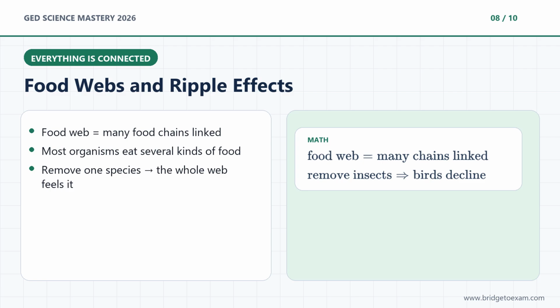One more layer of realism. A food chain is a single path of who eats whom. But in nature, most organisms eat several kinds of food. So we link many chains into a food web. And because everything is connected, removing one species ripples through the whole web. In our grassland, if a disease wiped out most of the insects, the birds that eat them would lose their food, so bird numbers would likely fall. Pull one thread, and the whole web feels it. That connectedness is a favorite GED theme.